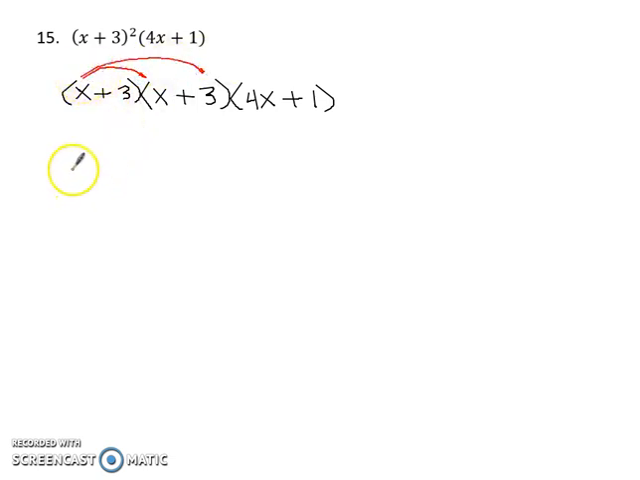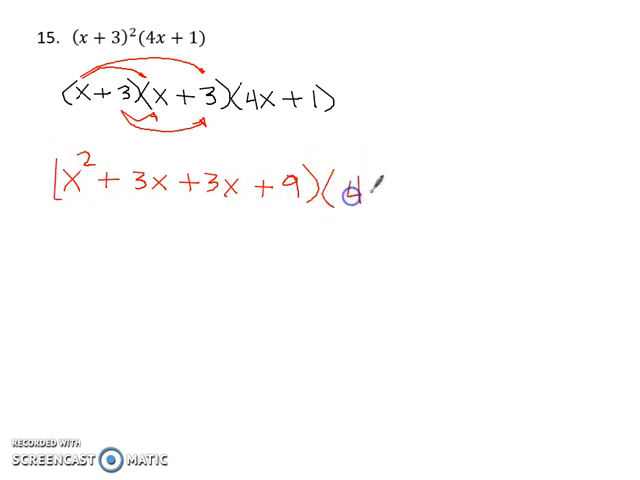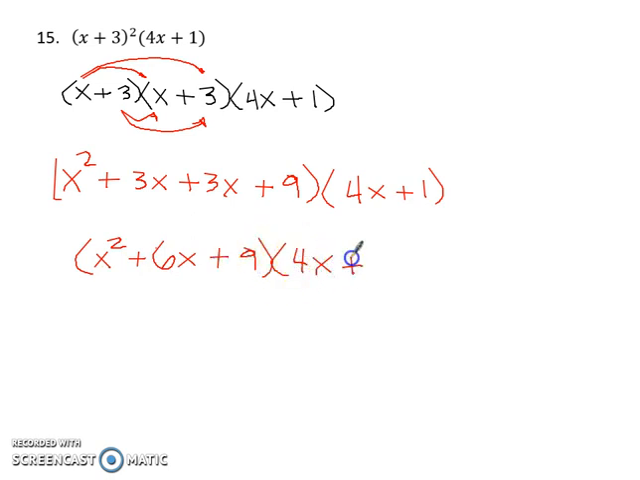I'm going to multiply with the x first. So x times x is x squared. X times 3 is a 3x. Now I'm going to multiply the 3 in. 3 times x is a 3x. 3 times 3 is 9. So from here, we have to combine some like terms. We have 3x plus 3x is a 6x. And now we have a trinomial times a binomial.